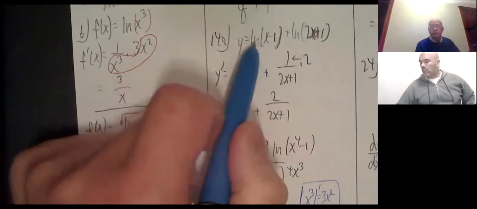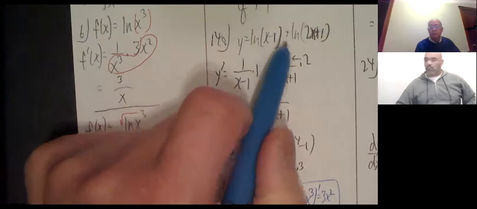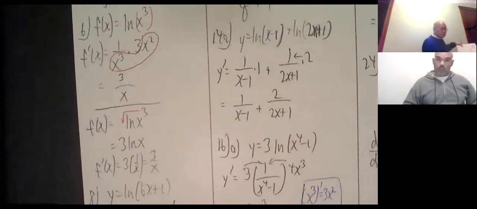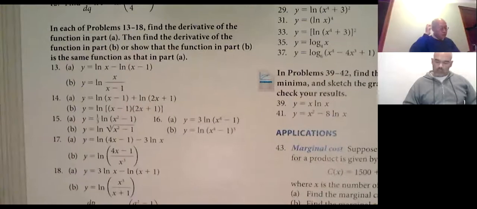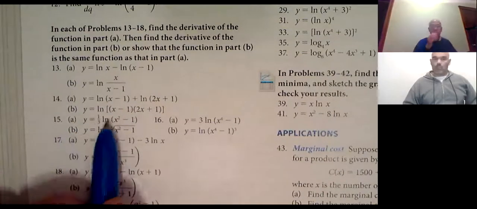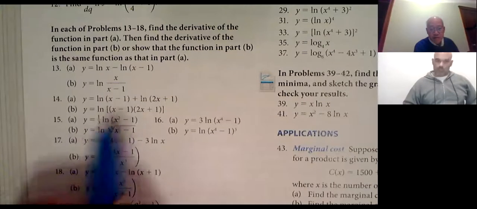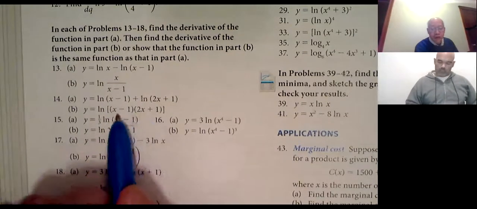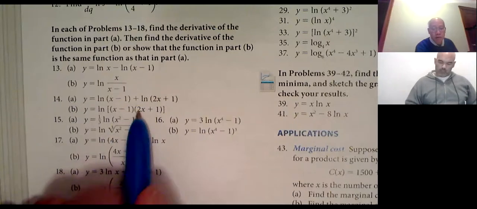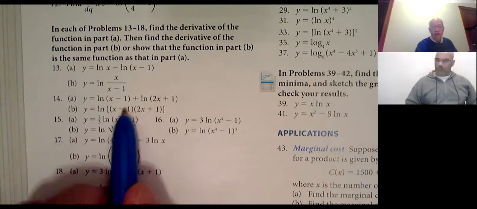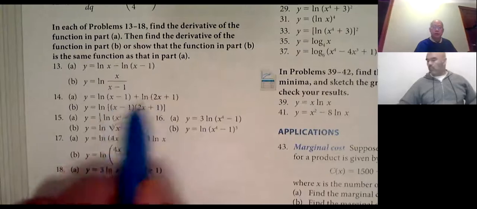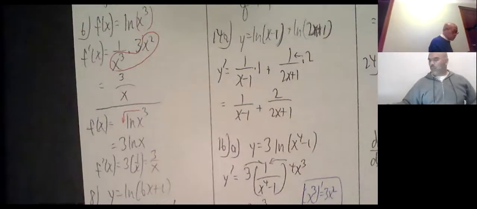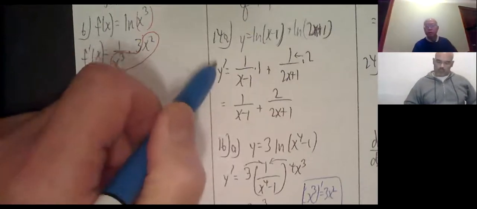So y equals ln of x minus 1 plus ln of 2x plus 1. And just so you know why it's easier, if I did the original 14b, you'd have to do a product rule. You'd have to go 1 over that and then times the derivative of the inside, which is a product rule. And you don't want to do that. Usually once you use the properties of logs like this, it becomes much, much nicer. So in short, the A problems are easier than the B problems.